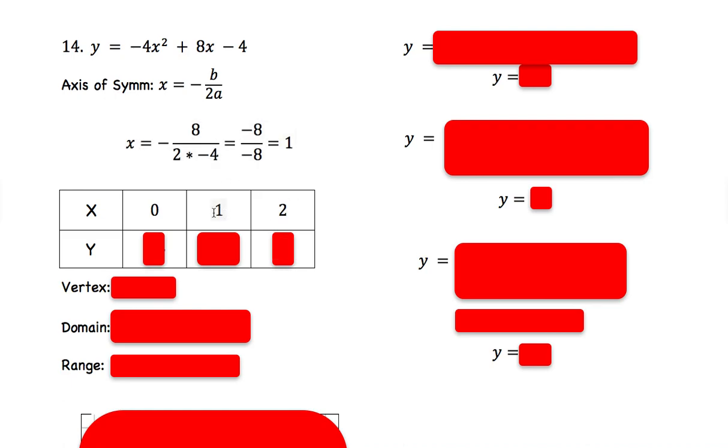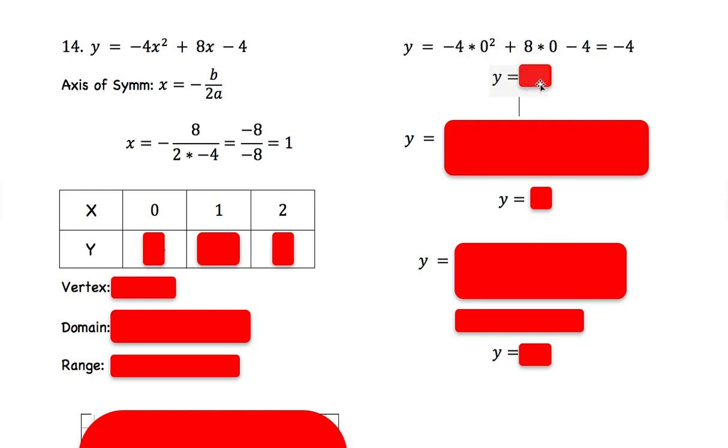So now on our table, we're going to have the 1 in the center, 0 here, and a 2 here. So we're plugging in 0, 1, and 2 into our x values. So in the first case, we have negative 4 times 0 squared plus 8 times 0 minus 4. Well, this ends up being just 0 because we're multiplying by 0. And this also becomes 0 because we're multiplying by 0. So we're just left with a negative 4. So when x is 0, our y value is negative 4.